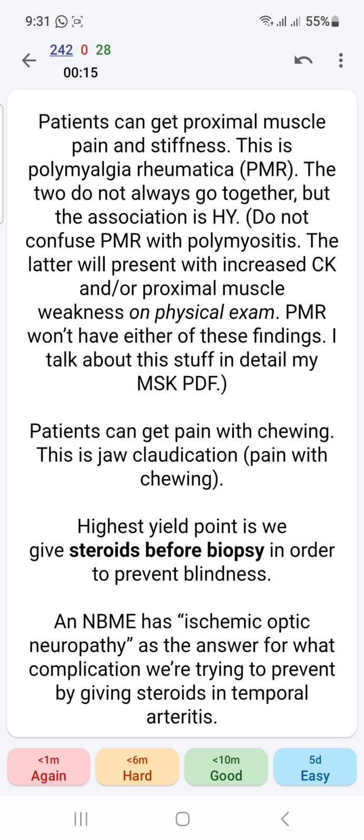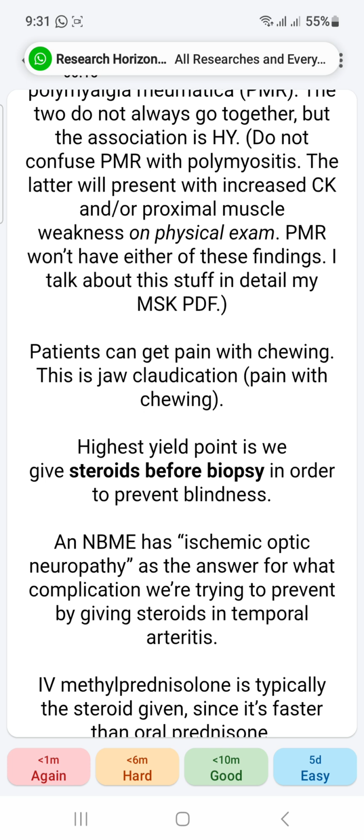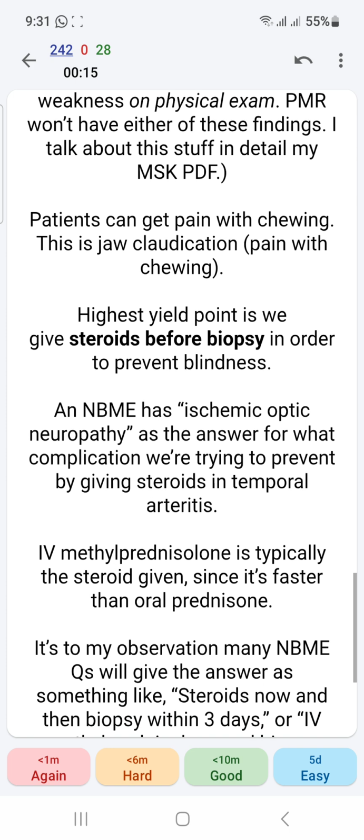I talk about this stuff in detail in my MSK PDF. Patients can get pain with chewing. This is jaw claudication, pain with chewing. The key point is we give steroids before biopsy in order to prevent blindness.